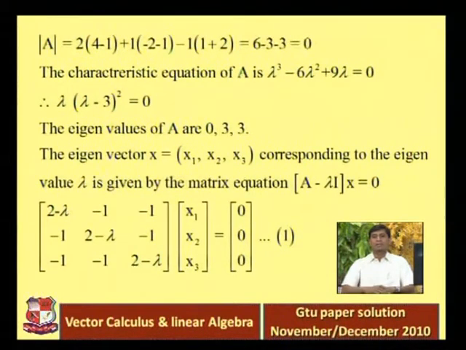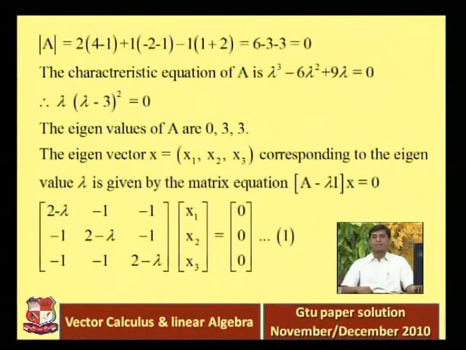In this matrix you have to put first of all 0 instead of lambda. If you want to find the eigenvector corresponding to lambda is equal to 0, because we have three eigenvalues 0, 3, 3, first of all we have to find the eigenvector corresponding to lambda is equal to 0. So that's why I put lambda is equal to 0 in this equation.